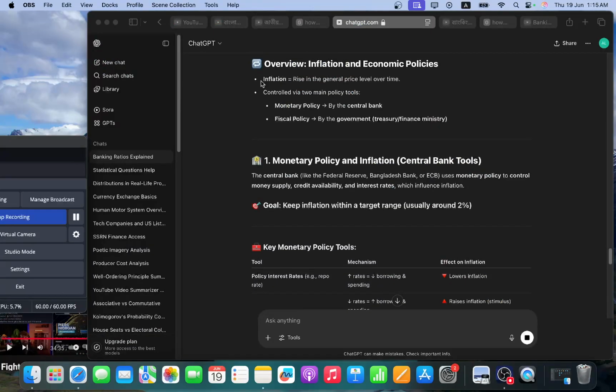Inflation and economic policies. Inflation is a rise in the general price level over time, controlled via two main policy tools. Number one is monetary policy by the central bank. Number two is fiscal policy by the government, Treasury or Finance Ministry.